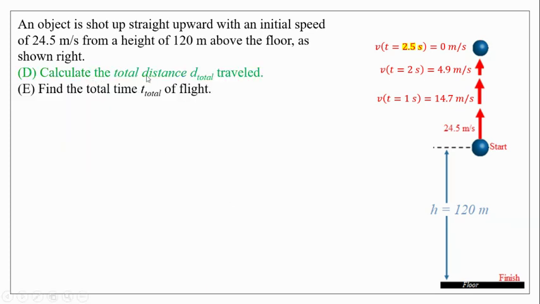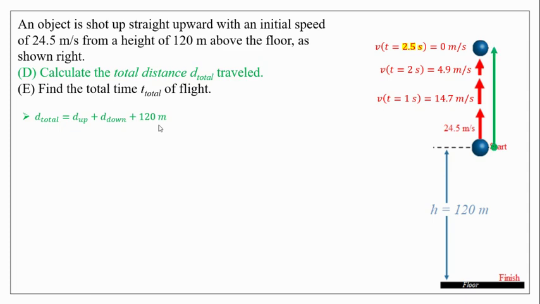Part D asks you to calculate the total distance traveled. Now this one's a little tricky. This one we just have to do a little thinking. Okay. To find the total distance, well, we found in part A that it rose a distance of 30.625 meters before it came to a stop, and then it starts to fall down. So therefore, to find the total distance, watch my work. The total distance is the distance up plus the distance down to where it was launched plus the 120 because it was initially 120 meters above the ground.